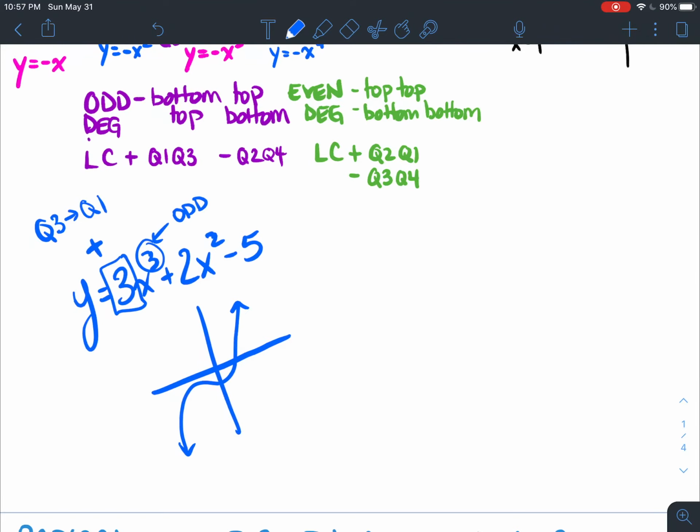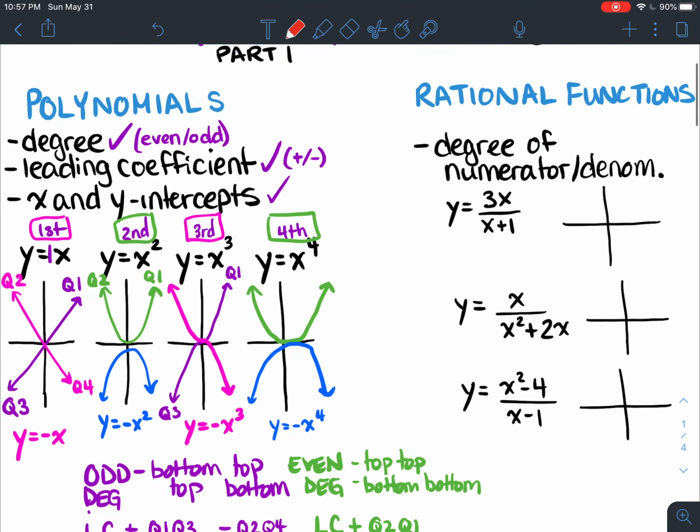But that doesn't tell me enough. I need to know, are there some maximums and minimums? Are there any roots or y-intercepts? There's lots more stuff that I can gather from this equation. But at least the shape of it is a start.